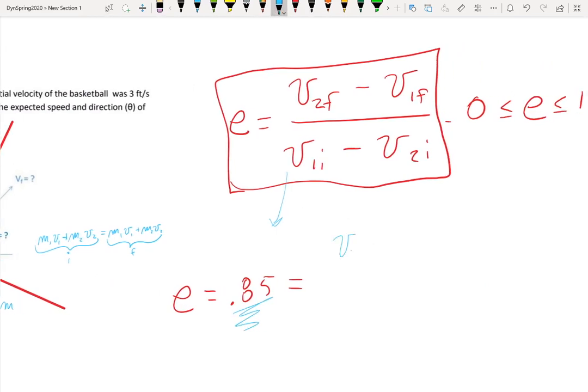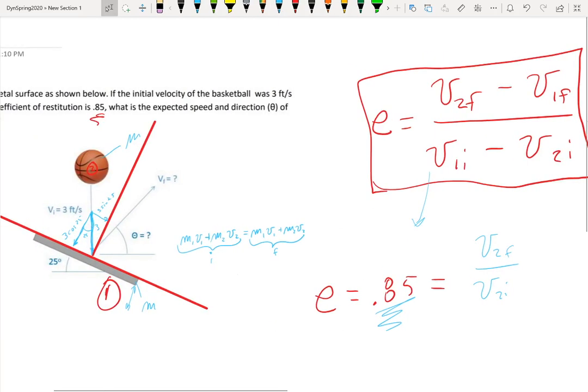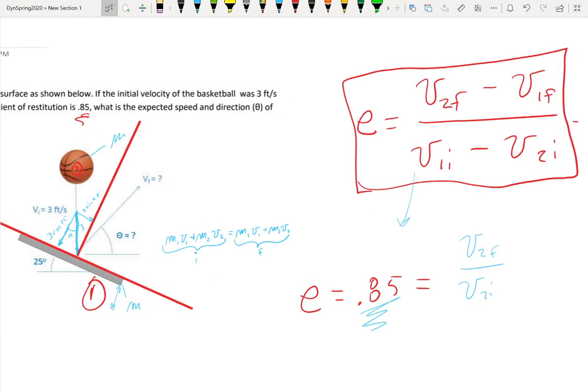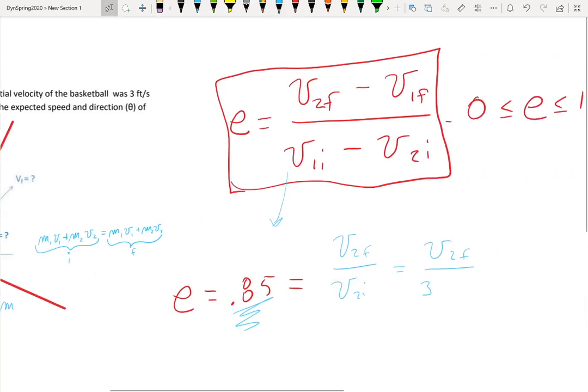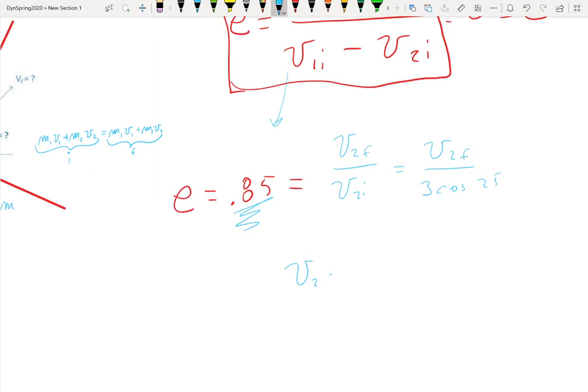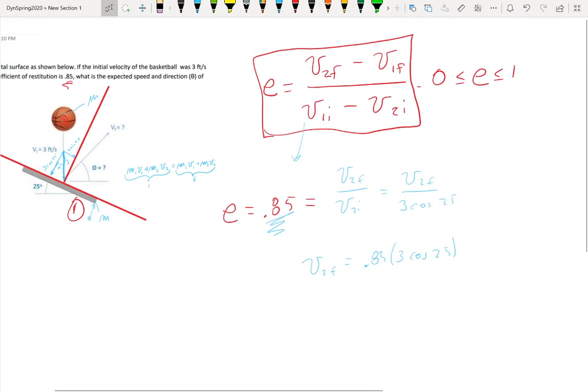So V2 final over V2 initial. Turns out V2 initial along the impact is 3 cosine 25. So V2 final is equal to 85% of the initial impact onto it. And you have to remember there's a minus sign, so it's actually the other direction.